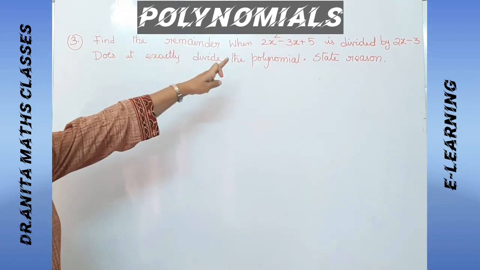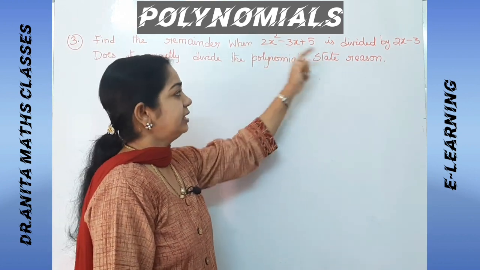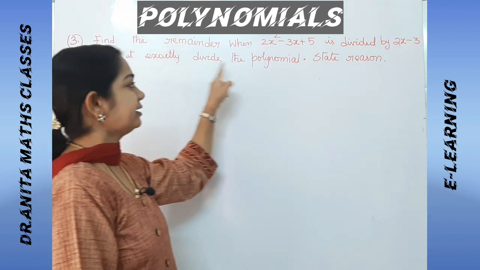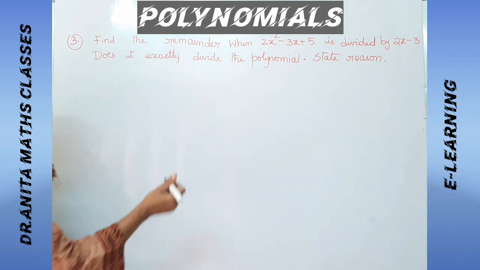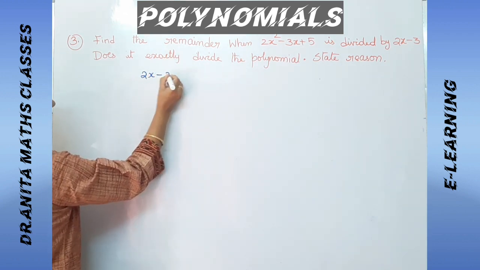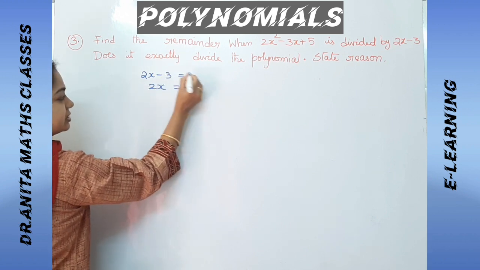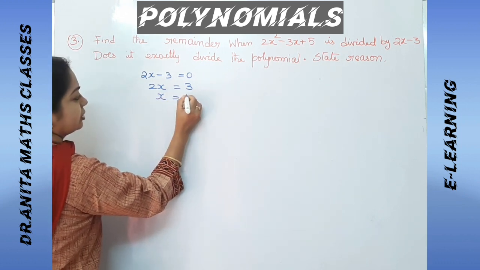Find the remainder when 2x square minus 3x plus 5, this is a quadratic polynomial, is divided by a linear polynomial. Does it exactly divide the polynomial? State reasons. The same remainder theorem we will apply. Here the divisor is 2x minus 3. Let us equate it to 0 so that we will get the x value. 2x is equal to 3, so x is equal to 3 by 2.